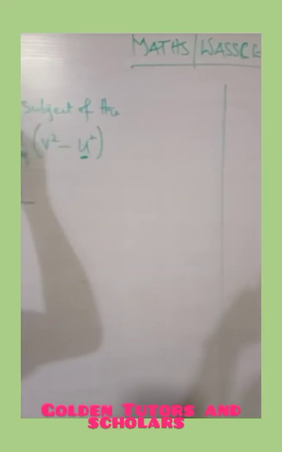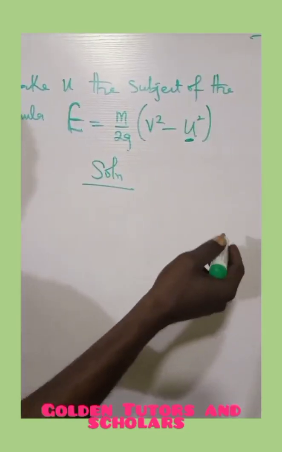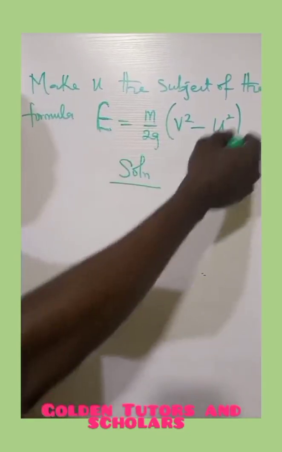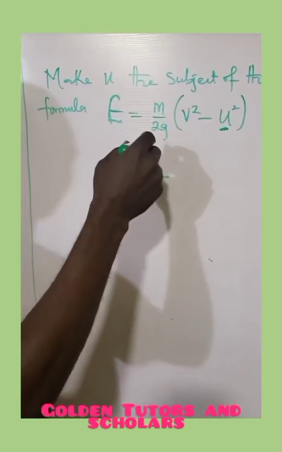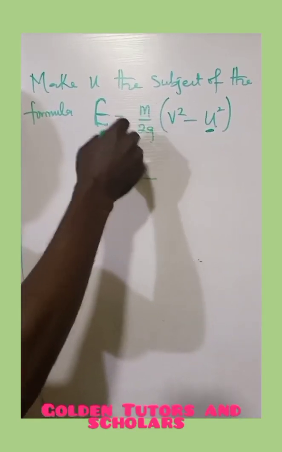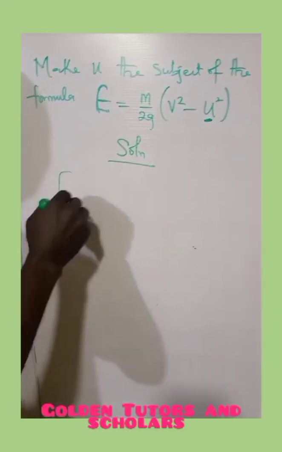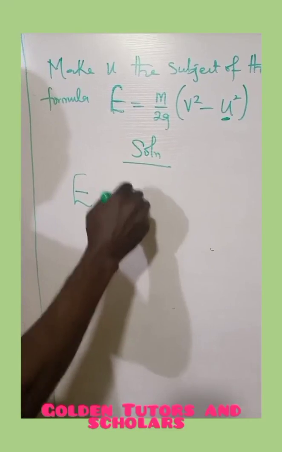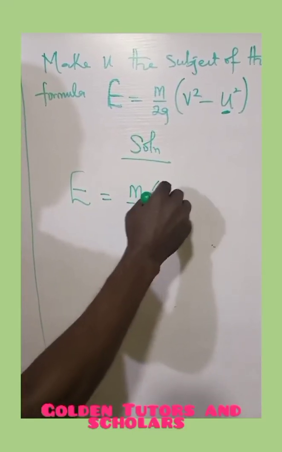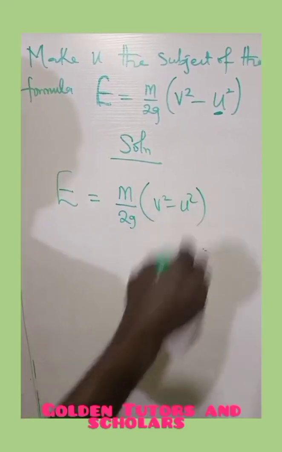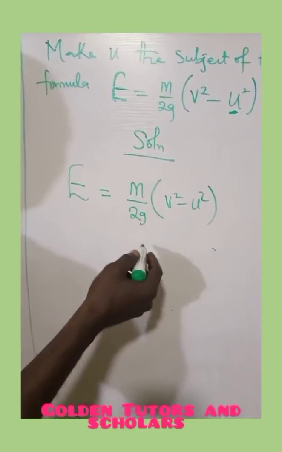What we need to do is to carry out the mathematical operations that are necessary to make u the subject of this formula. Whenever you are dealing with a case of this nature, this being a fraction will be the first concern, how to get rid of the denominator of this fraction. So the first thing you have to do, writing the equation out, which is m over 2g multiplying v squared minus u squared. What you have to do first is to find a way to get rid of this denominator. How do you do that?